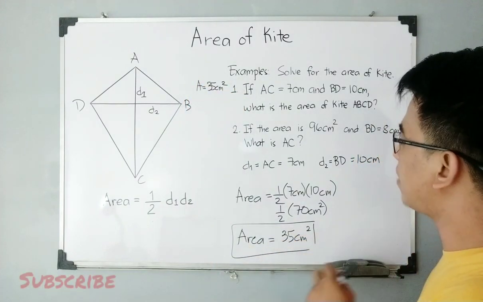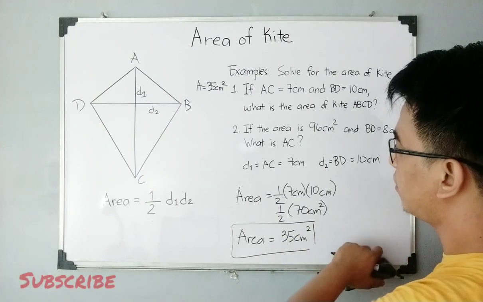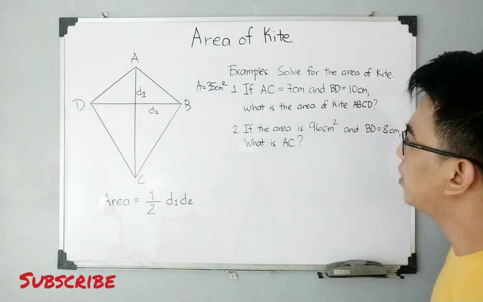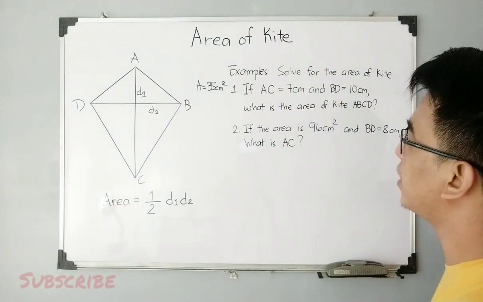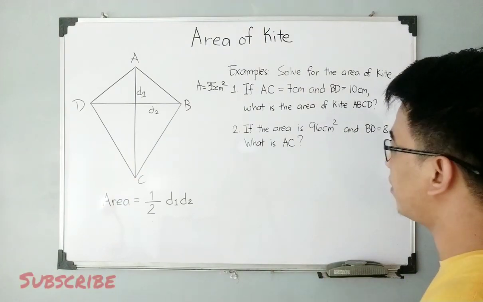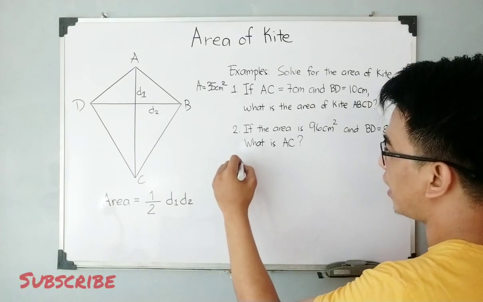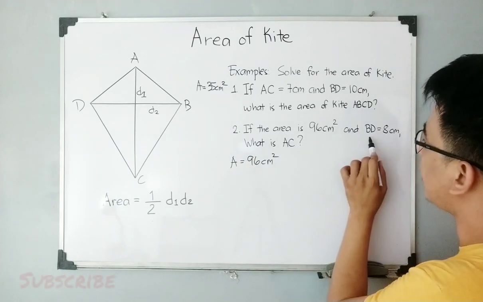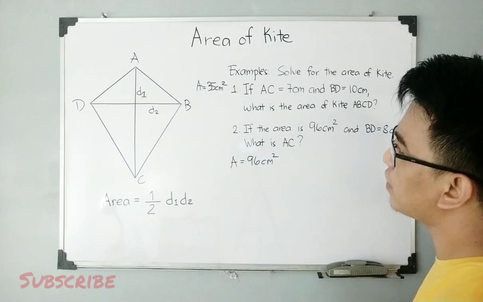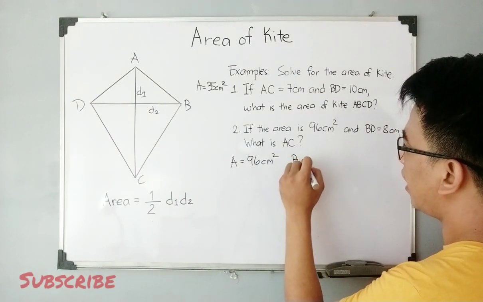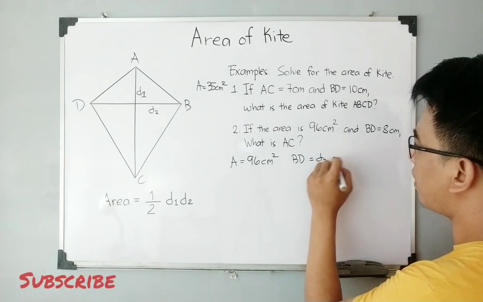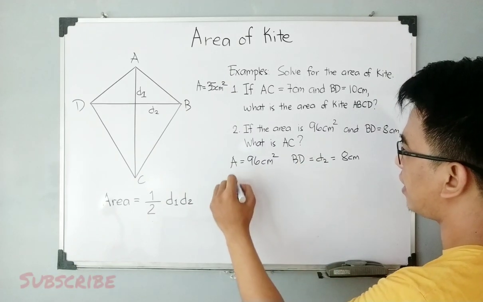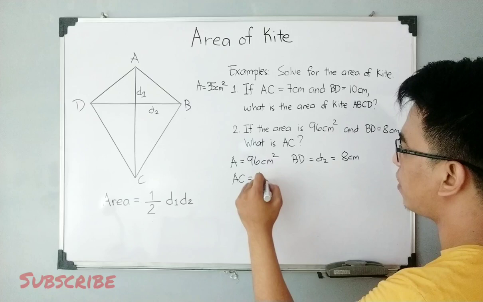Okay? So let's move on with item number 2. So let me erase this one and find the area of a kite. Number 2, this one is quite different from item number 1. If the area of the kite is 96 centimeters squared, it is already declared that your area is equal to 96 centimeters squared. And your BD is 8 centimeters, which is your second diagonal. And ang tanong dito, what is AC? Kaya na doon kahaba si AC o yung ating diagonal 1.